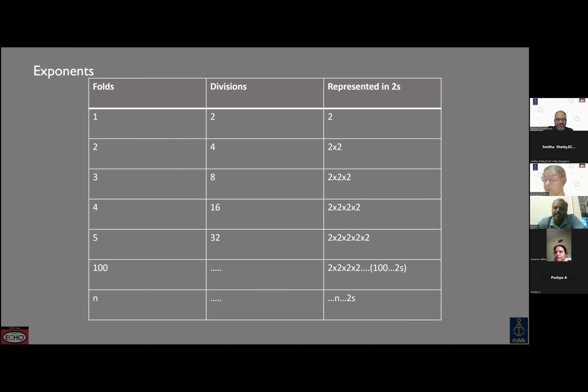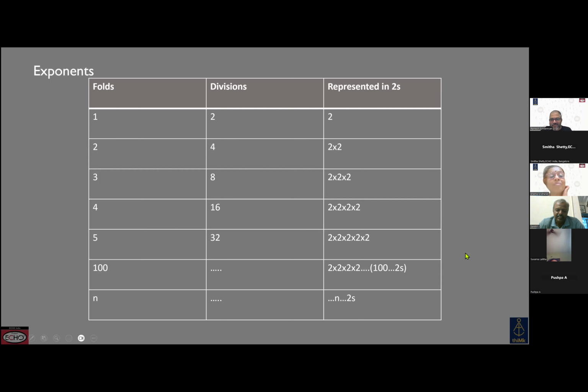And this way we can explore along with children what the exponents and the powers of 2 are, and how it increases and all those things. So far it's very simple, but the next one is really nice.